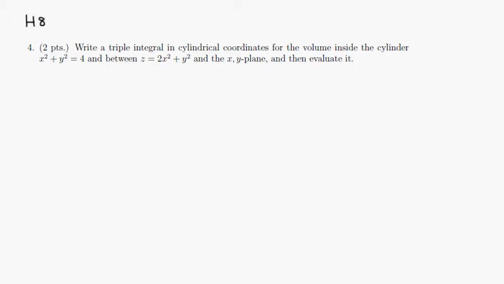Okay, let's look at homework 8, problem number 4. We want to use cylindrical coordinates to write a triple integral to find the volume inside the cylinder. It looks like it's centered at the origin and the radius is 2. It's between this elliptic paraboloid and the xy plane, so that's pretty simple. Let's try to set it up, but we should probably draw a picture of that.